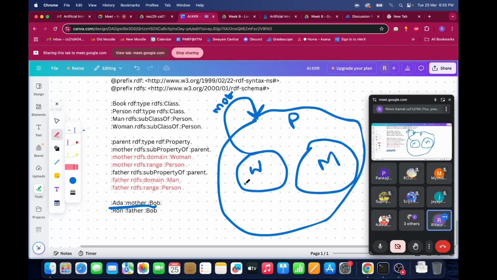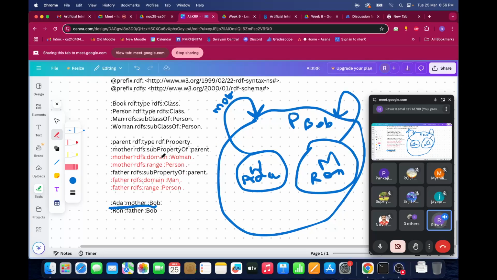So Ada belongs to this set, and Bob belongs to this set, right? Bob could also belong to the set of male, but we're not given any information, so we'll just assume that it's as of now not classified. And then Ada is the mother of Bob. Similarly Ron is the father of Bob, so Ron will be over here, and there will be some relation like this.